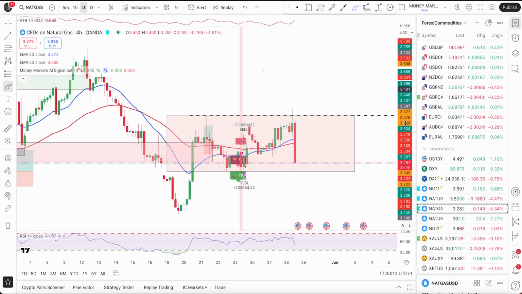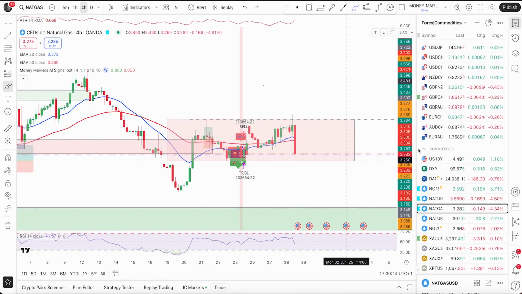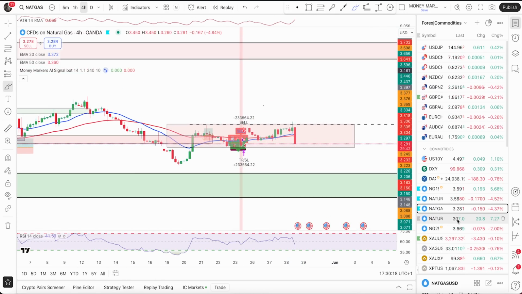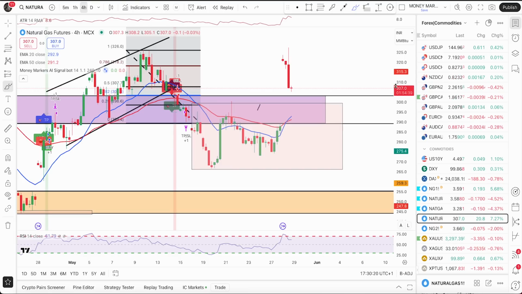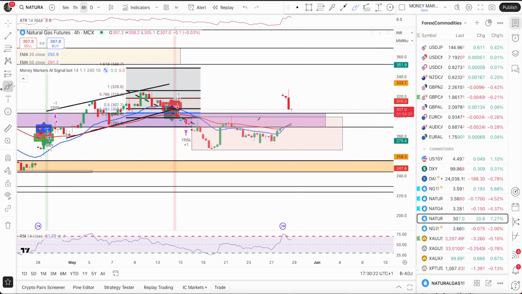Now here on O&I, exactly the same. We are still ranging in the box like I mentioned. Above and below the zone was already mentioned to you yesterday, and here on NEMEX, on MCX as well, we are open above in gap.